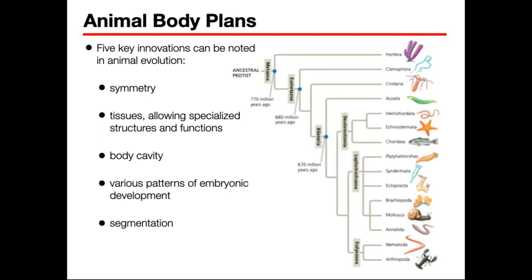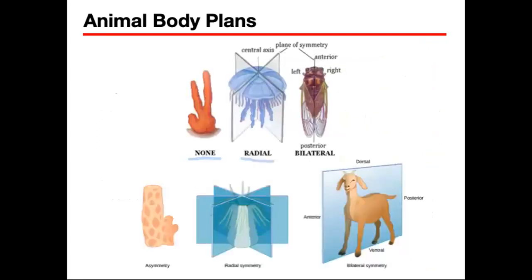Okay, so there are 5 key innovations that can be noted in animal evolution. In terms of symmetry, in terms of the specialized tissues, in terms of coelom or the body cavity, embryonic development, and segmentation. So this is what we will discuss today, no? In the second half of our lesson. So in terms of body plan, here are pictures that can help us better understand what we mean by this.